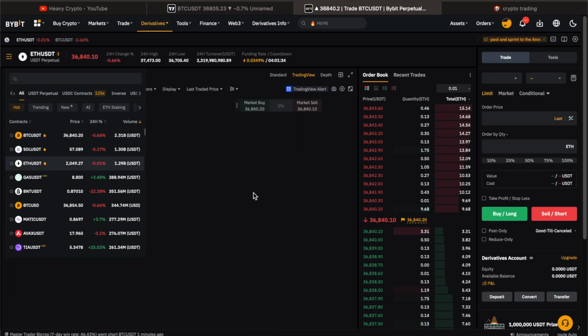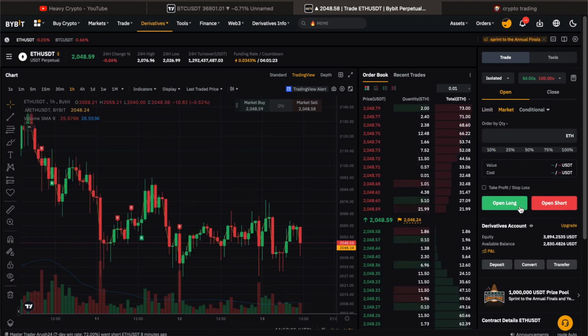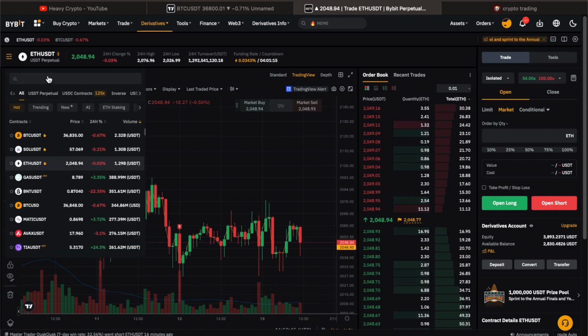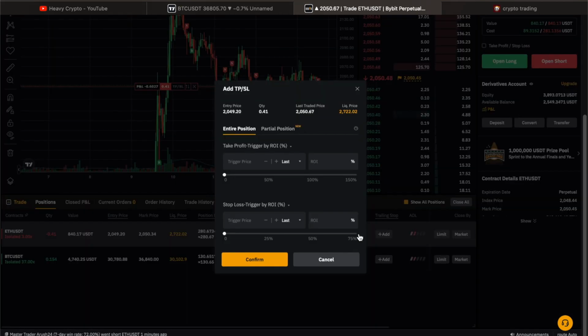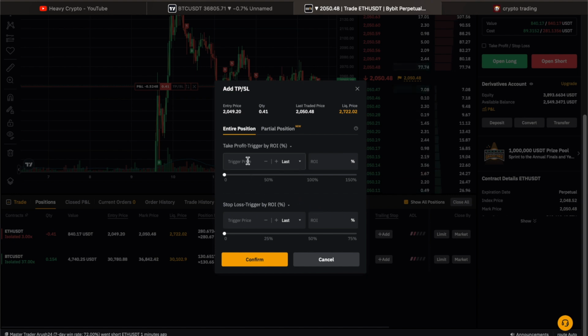If I click Ethereum and click long right here, I'll be making money when the price of Ethereum is going up. And if I click short, I'll be making money when the price of Ethereum is going down. So let's go back to our Bitcoin price. If you want to set take profit or stop loss, you're simply gonna click this tab, and right here you're gonna have to put your price.